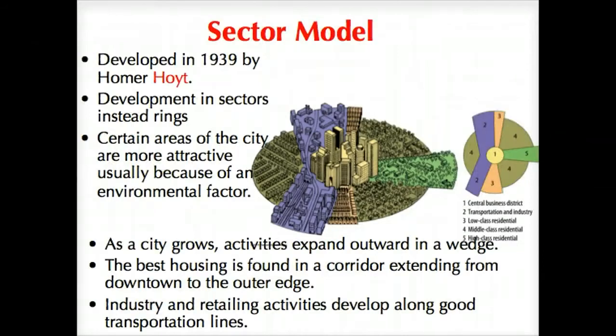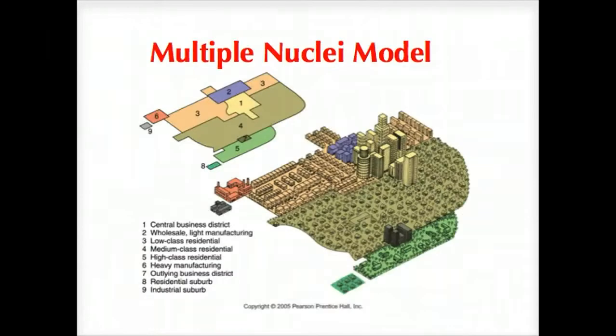So again, looking at the model more specifically, 1939, Homer Hoyt. Instead of having rings, they're more sectors or wedge-shaped zones that are defined by accessibility to, in particular, industrial areas and transportation lines.